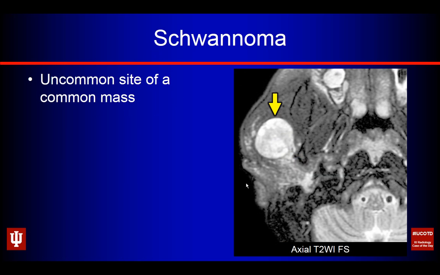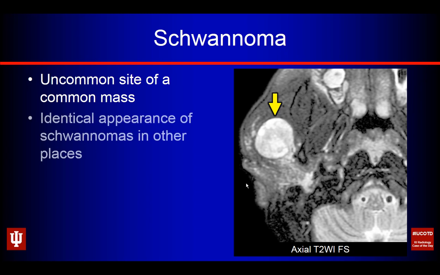Next are schwannomas. These are simply uncommon sites of common masses. We all know what schwannomas look like. Round, maybe fusiform, circumscribed, typically avidly, maybe a little heterogeneously enhancing. They may have intramural cysts. That's the same kind of appearance that you'll see here. Same appearance you see elsewhere in the body, just an uncommon site of it.